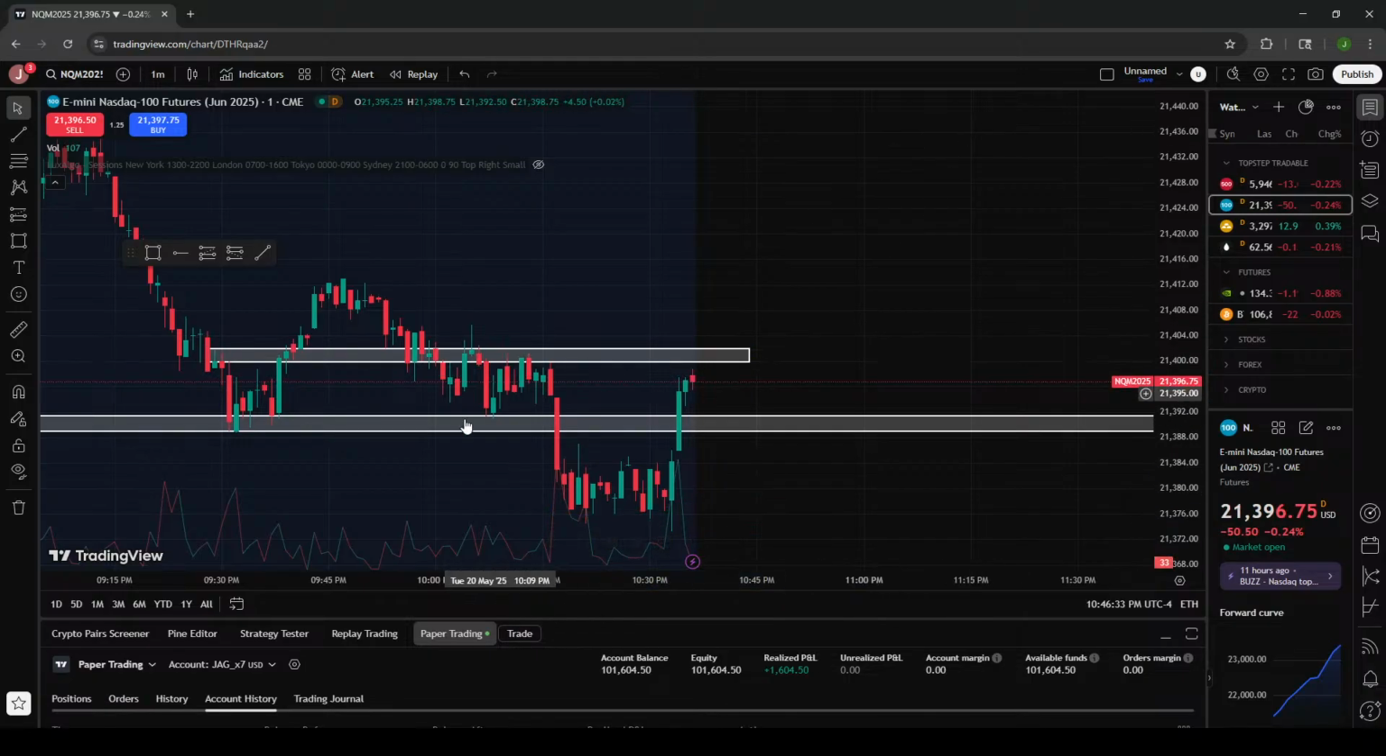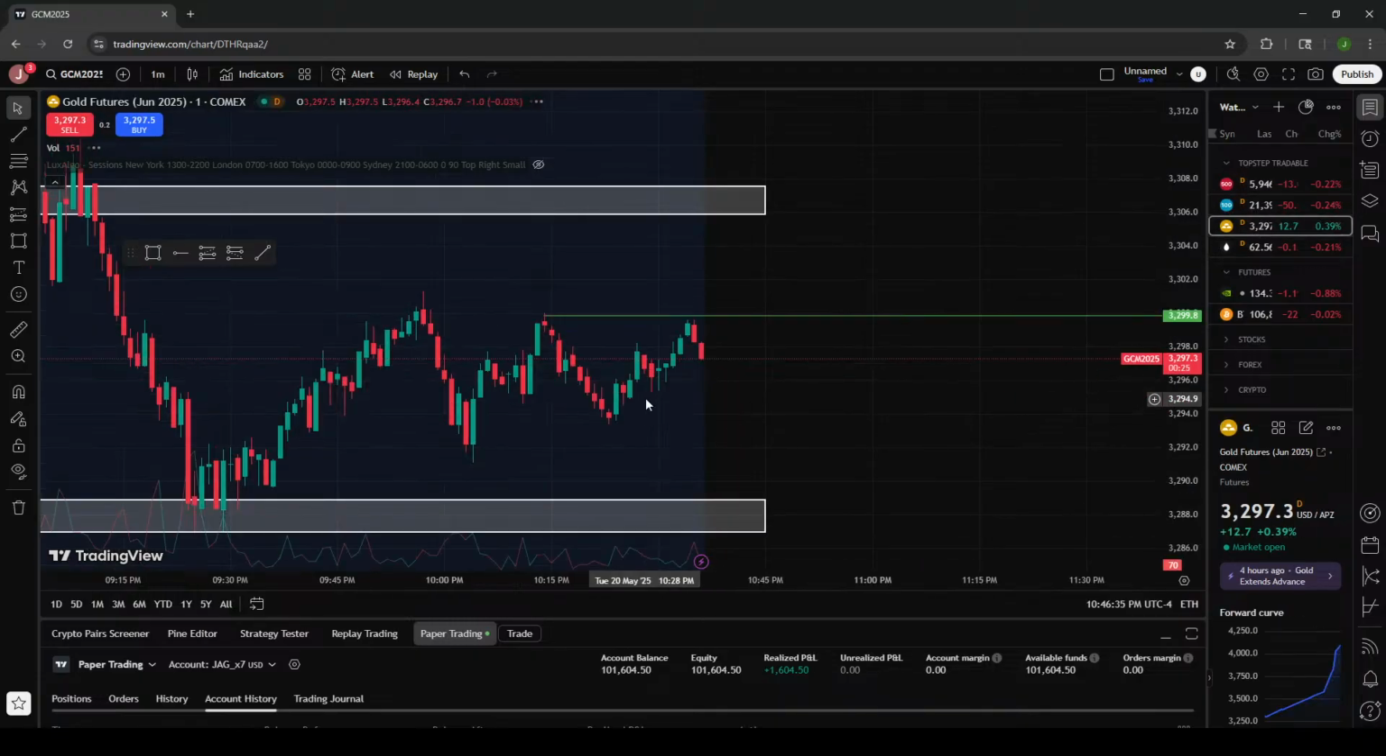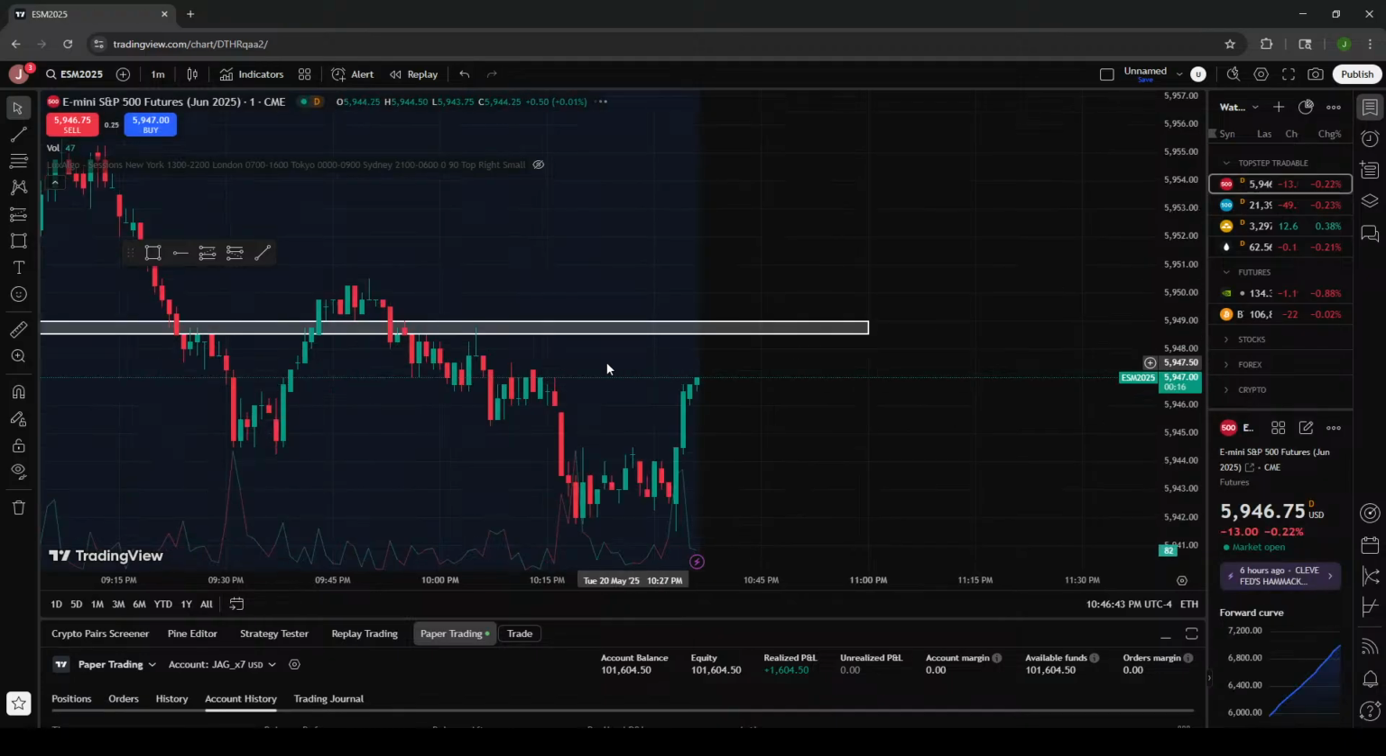But we're gonna see. While this does that and gold makes those little movements, yeah, it looks like it's gonna go back into a selling position anyway, so we're gonna get rid of that. S&P 500 is making a strong upward movement.